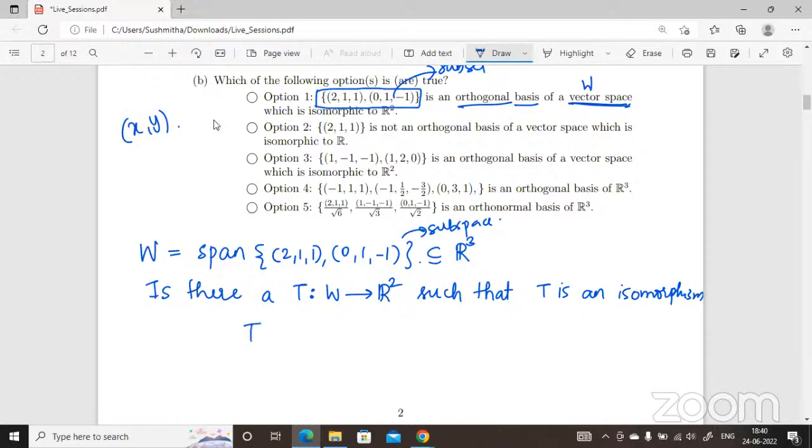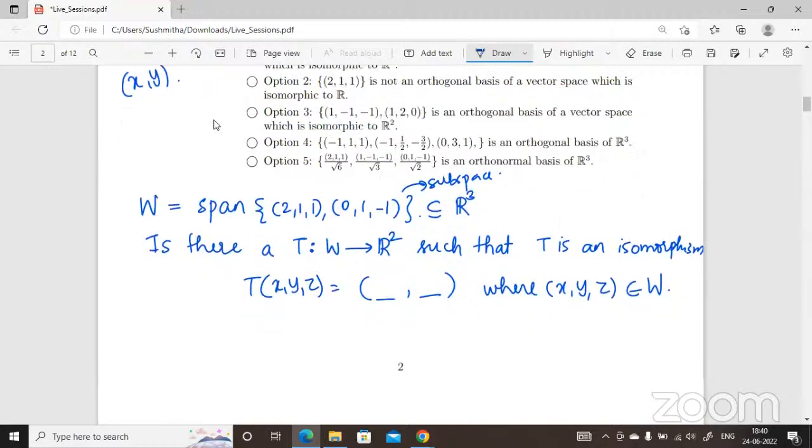So you have to basically define T of x, y, z is equal to something, something, where this x, y, z belongs to W. How are you going to define that? You can write a linear combination of those two vectors. First, we have to find W, ma'am. Like x, y, z is equal to alpha into (2, 1, 1) plus beta into (0, 1, minus 1). Then we will find alpha and beta, put the value of alpha and beta, and then T of x, y, z is equal to something like that.